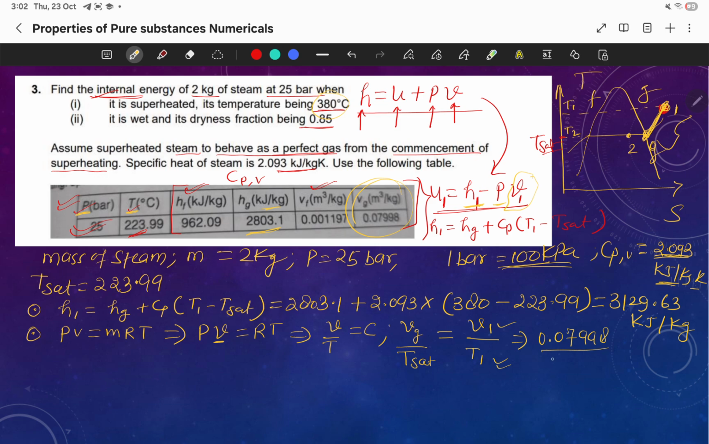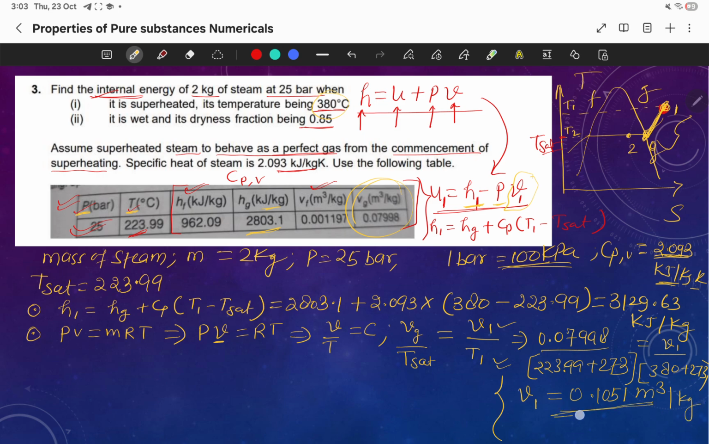And T saturation is how much? T saturation is 223.99 plus 273. Okay, and here we will get V1 upon T1. T1 is how much? T1 is 380 plus 273. Now solve this, and from here we will get the V1 value, V1 as 0.1051 meter cube per kg. This is the specific volume at point 1, right?